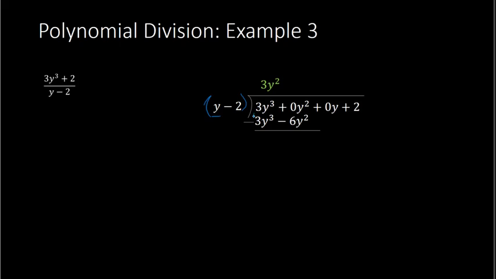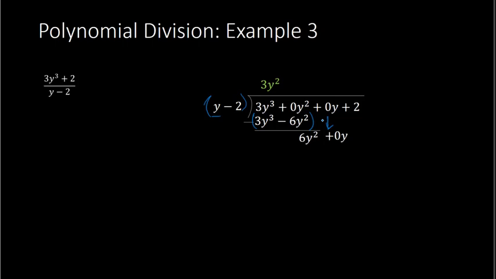And then from here I need to subtract. So I'm subtracting this entire quantity. So 3y to the third minus 3y to the third would cancel. 0y squared minus a negative 6y squared. Minus a negative becomes a plus. So we have a positive 6y squared. And then I need to bring down this 0y. Now we have 6y squared plus 0y.